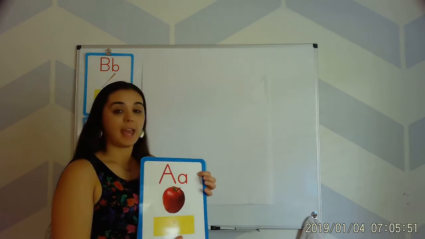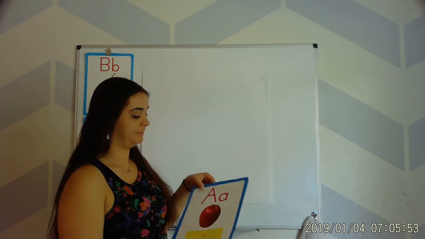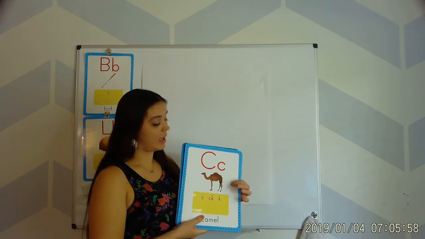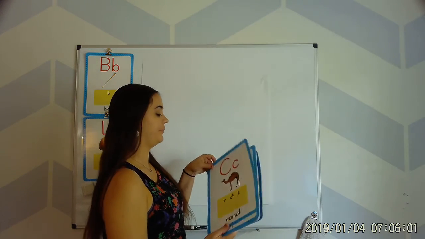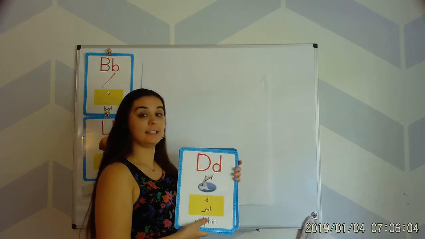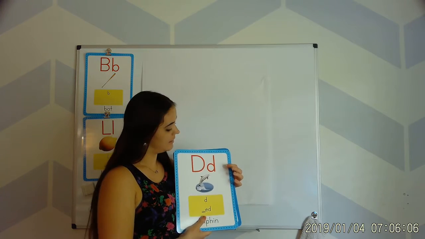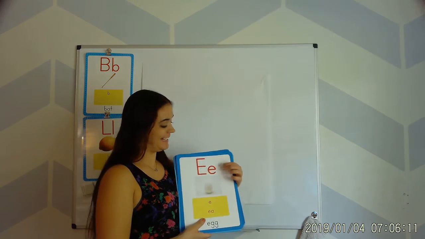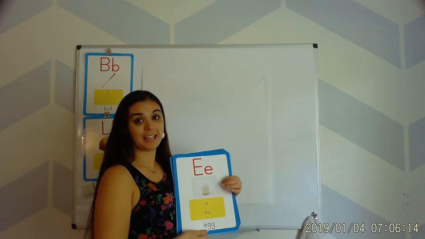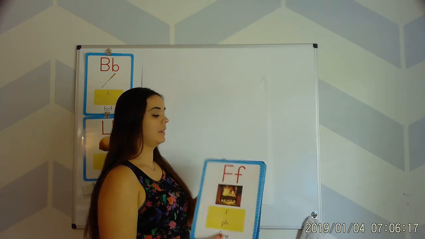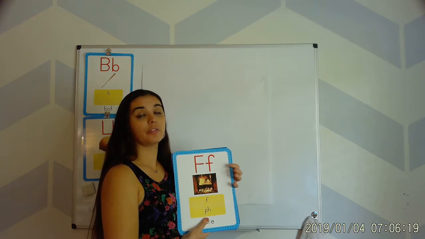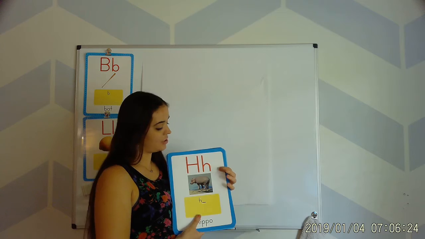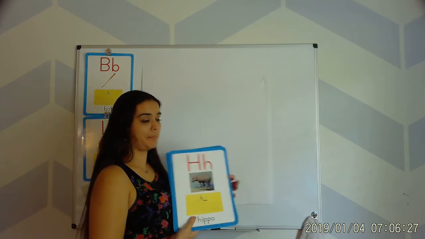Alright, so A says what? Ah, like apple. And C says what? K, like camel. And D says what? D, like dolphin. And E says what? Eh, like egg. And F says what? Ff, like fire. And what does H say? Hh, hippo.